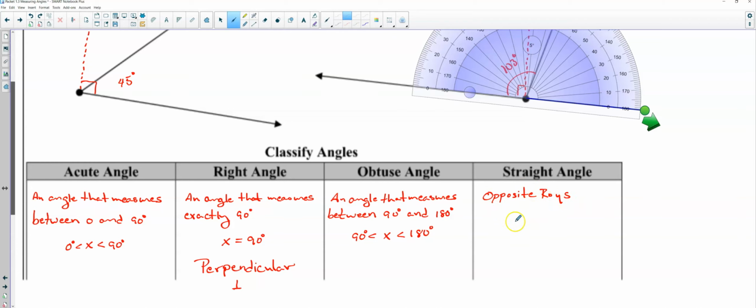They have a common vertex, right? And from there, they go in opposite directions. It's an angle that measures exactly 180 degrees. Okay, 180 degrees. That's an angle that measures exactly 180 degrees. So if x, meaning the angle, equals 180 degrees, then you have a straight angle.